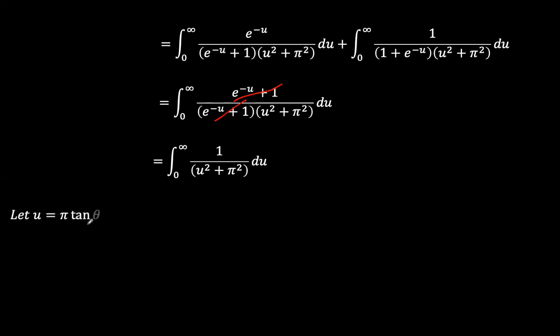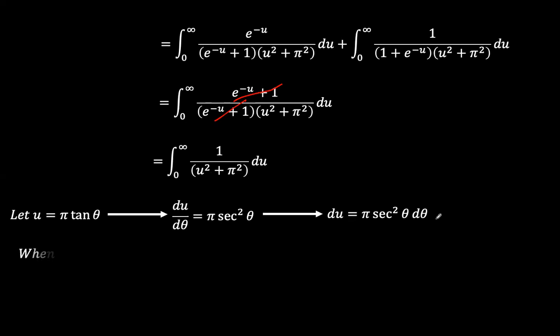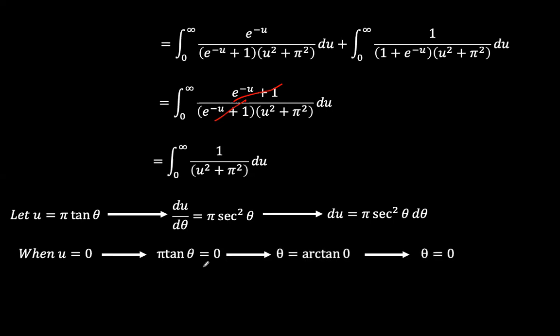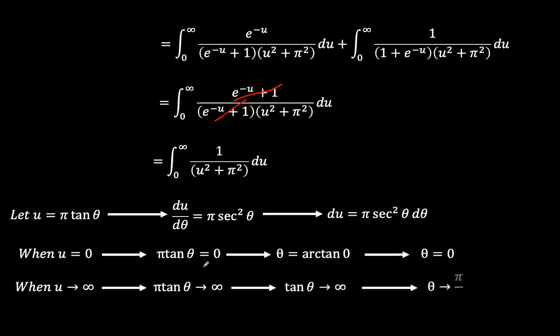We'll just say let u be equal to pi tan theta. And so du d theta is equal to pi sec squared theta. And so we can substitute for du with pi sec squared theta d theta. And when u equals 0, that means pi tan theta equals 0, and therefore theta equals arctan of 0, which means theta equals 0. When u tends to positive infinity, pi tan theta tends to positive infinity, and tan theta tends to positive infinity, and therefore theta tends to pi over 2.